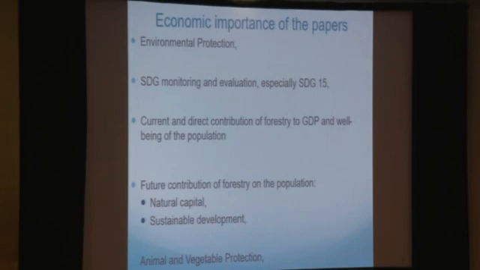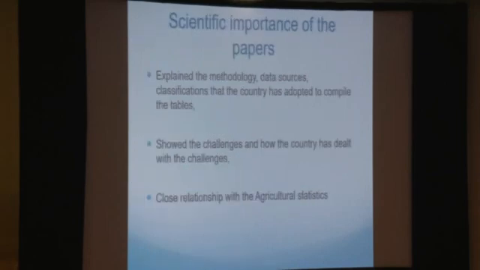Protecting the forest, or determining the table of forestry, can also protect animals and vegetation. For the scientific importance of the paper, the paper of my colleagues from Senegal explains the methodology, the data source, and the classification that the country has adopted to compile the table, that is the SUT table, monetary and physical. Also, the paper shows the challenges and how the country has dealt with them or solved the problem. And also, there is a close relationship with agricultural statistics. That is the topic of this conference. The paper can contribute also to the agricultural statistics.